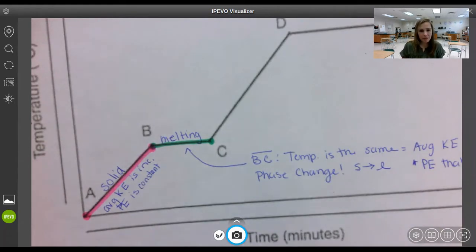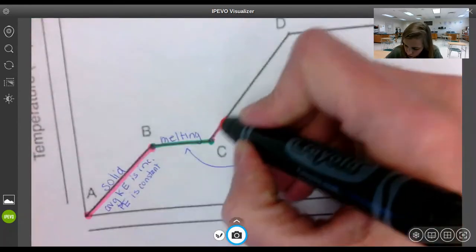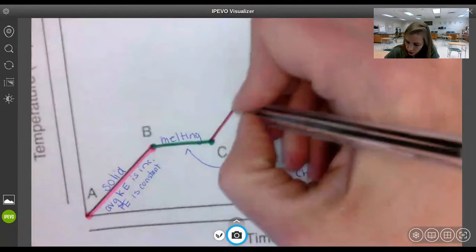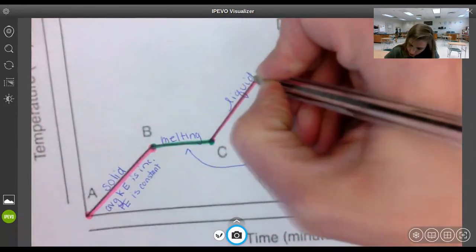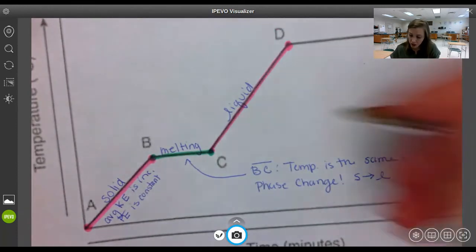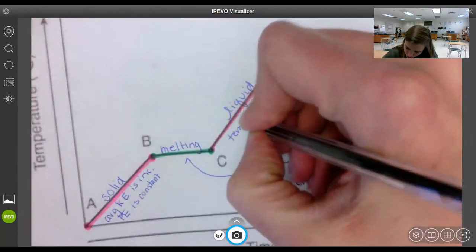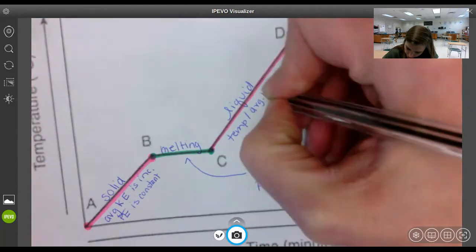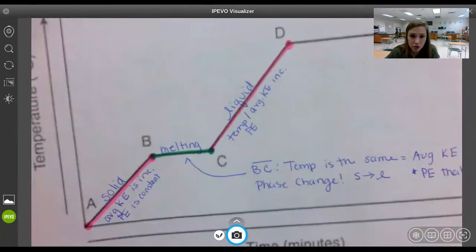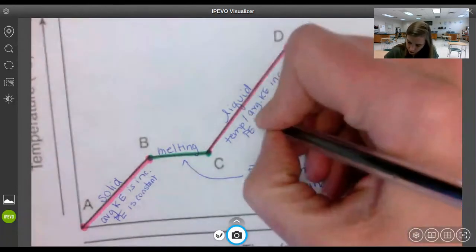All right, when we hit point C, we'll see that the temperature starts to go up to D. At this point, it is completely melted and it is purely in the liquid phase. And we just have a liquid that's heating up. So our temperature, which is our average kinetic energy, is increasing again. But the potential energy, because there is no phase change, is constant.